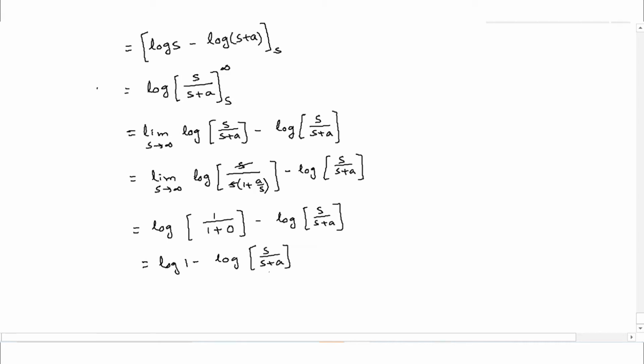So log 1 value is how much? Log 1 will be 0. So therefore I will be writing this value to be 0 minus, you have log of s by s plus a. Now because negative sign is there, if I take negative sign inside, I will be getting log of s plus a by s. So it becomes reciprocal. That is the required solution we have.